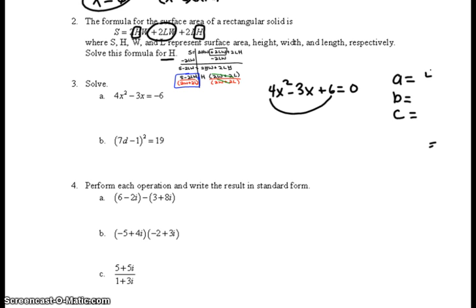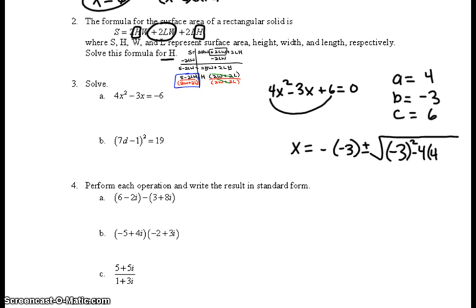A is going to be 4, B is -3, and C is +6. In the quadratic formula, x is equal to -b, which is -3, plus or minus the square root of b squared, so -3 squared, minus 4 times a times c, divided by 2 times a.